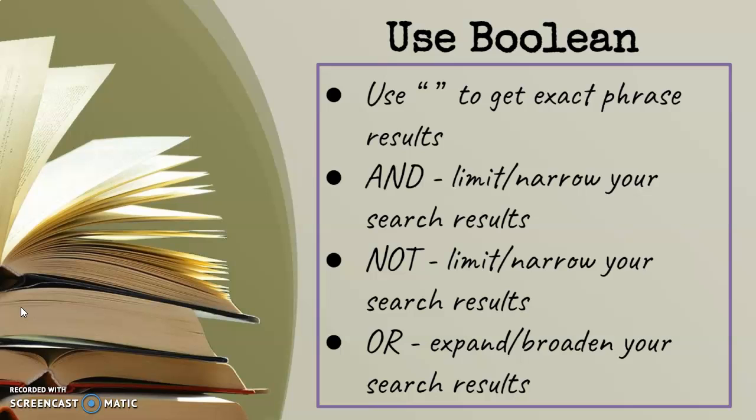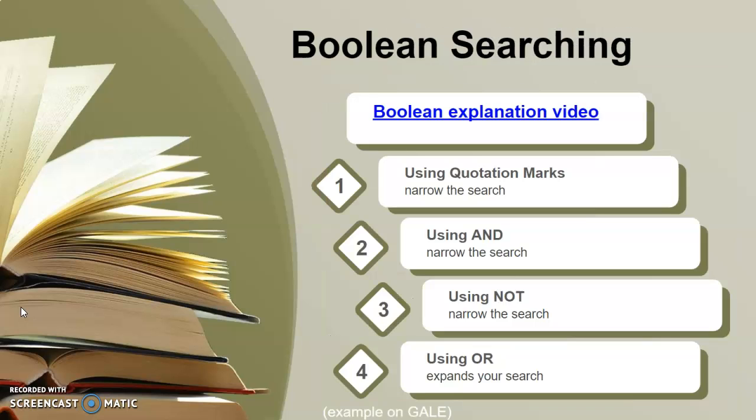Not will also limit or narrow your search results. So if you want wind energy but not about stuff in Iowa, you could put not Iowa. And then or will expand or broaden your search results. So if you want wind energy in Iowa or California, then you could get results from both of those searches.